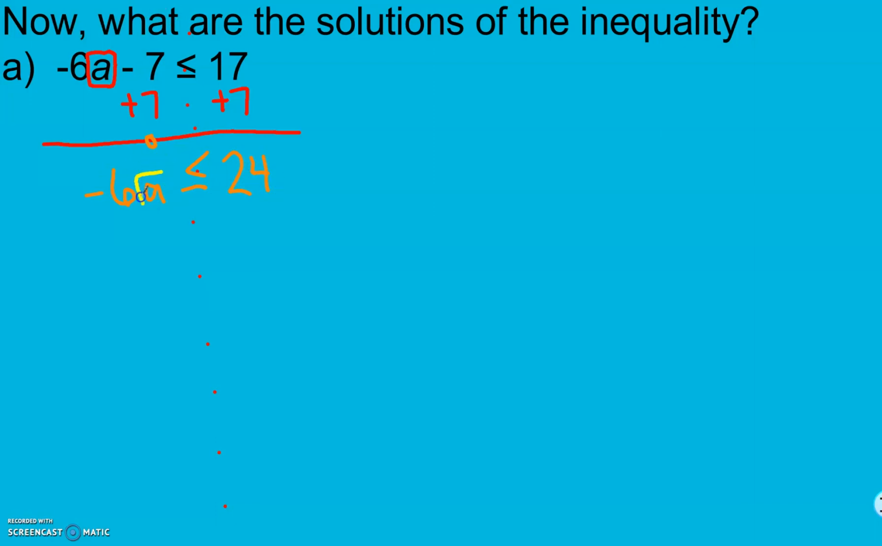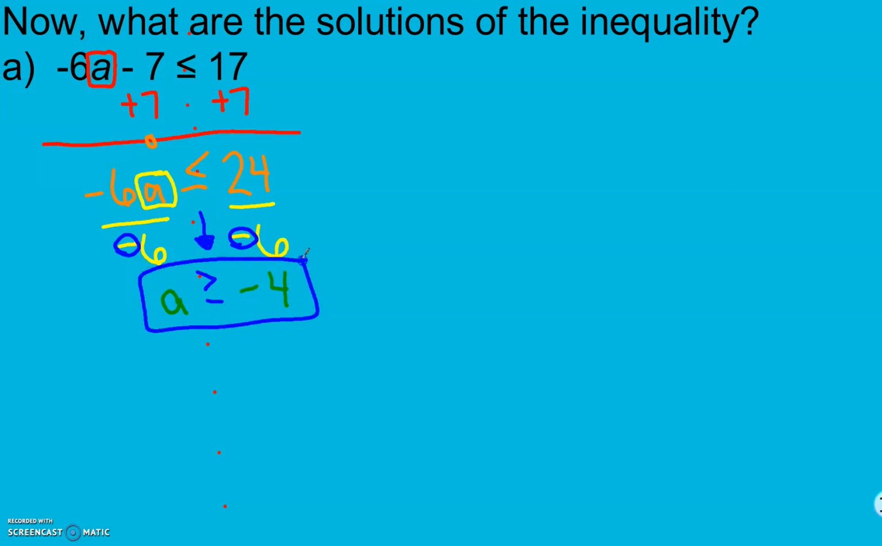Now, my variable is being multiplied by -6, so I get rid of multiplication by dividing. -6 divided by -6 is just 1, so I have 1 times a is a. 24 divided by -6 is -4. Now, since we divided by a negative number here, we have to flip our inequality, and we get a is greater than or equal to -4.